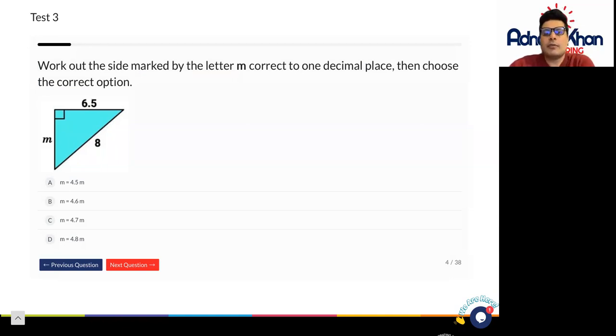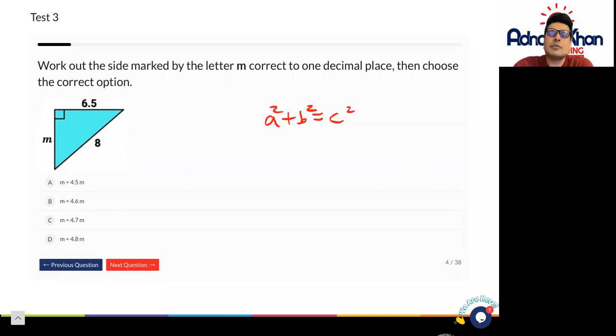Now, first of all, if you're not sure what Pythagoras theorem is, then we use the following formula: A squared plus B squared equals C squared. Now, why do we use Pythagoras theorem? We use Pythagoras theorem to work out the length of a side of a triangle.